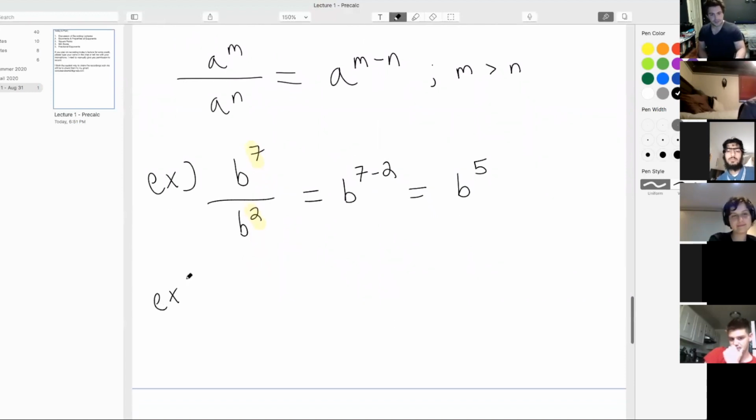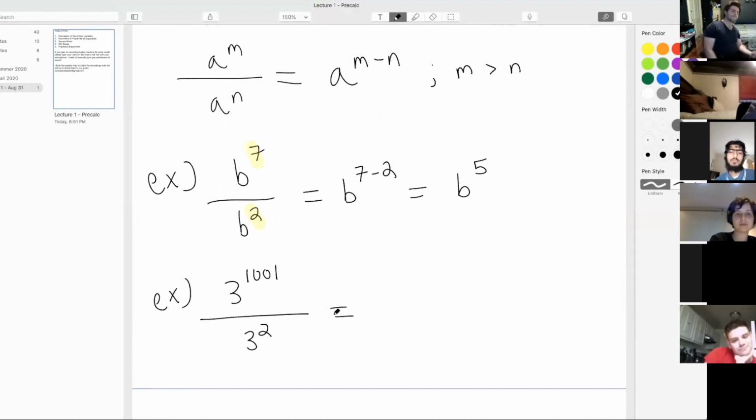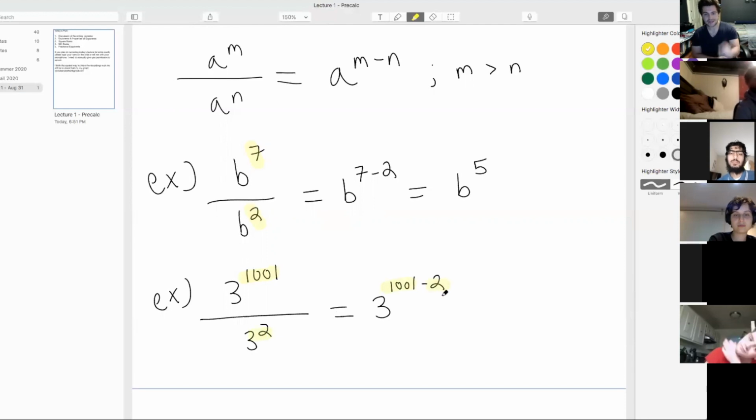Last example under this rule, let's do 3 to the 1001th power divided by 3 squared. All right, so we're getting a little crazy with the numbers here. But really, nothing has changed. We're just going to subtract these two numbers. Okay, so the quotient rule tells us this is the same as 3 to the 1001 minus 2. All right, so look, 1001 went there and 2 went there, and I'm subtracting because we're dividing.